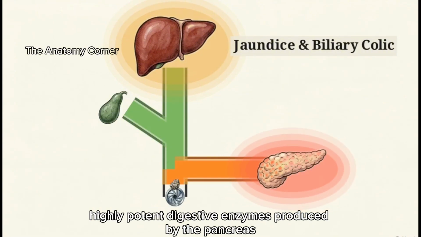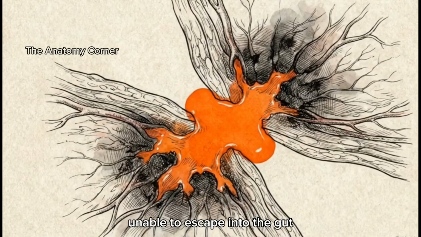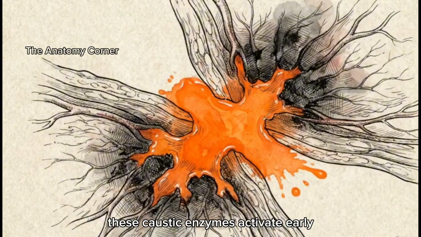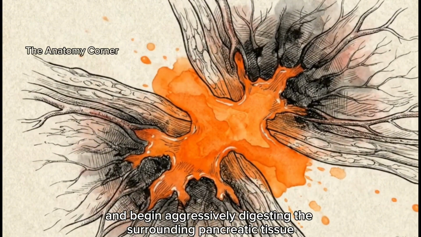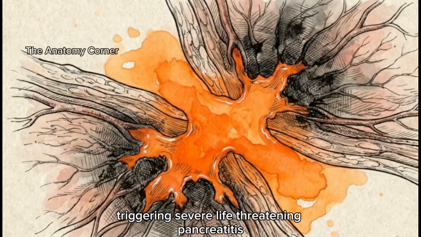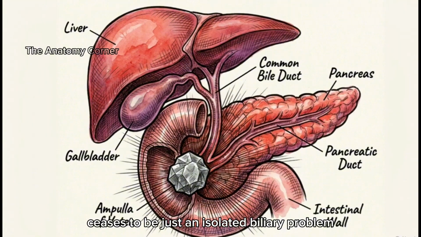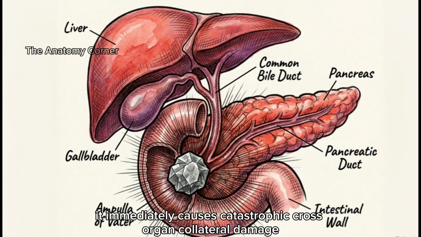Highly potent digestive enzymes produced by the pancreas are now physically trapped inside the organ itself. Unable to escape into the gut, these caustic enzymes activate early and begin aggressively digesting the surrounding pancreatic tissue, triggering severe, life-threatening pancreatitis. Sharing a single exit, a mechanical stone at the ampulla ceases to be just an isolated biliary problem. It immediately causes catastrophic cross-organ collateral damage.